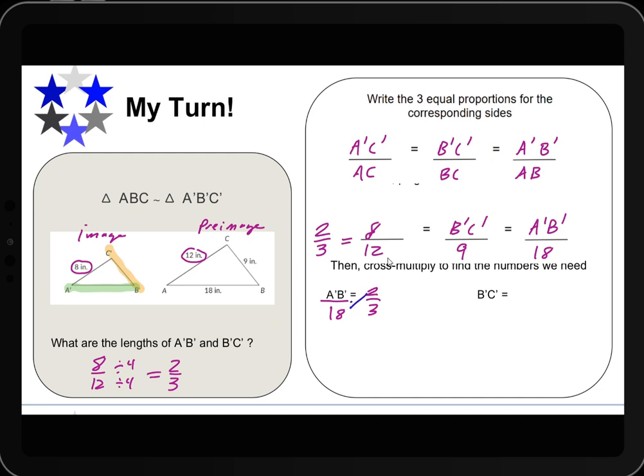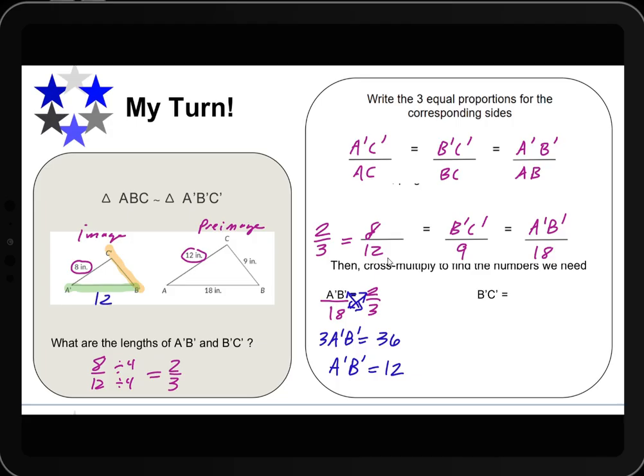Then I can just cross multiply. So I get 3 times A prime B prime equal to 2 times 18, which is 36. Then I can divide both sides by 3, and I end up with 12. So I know that A prime B prime is going to be 12.